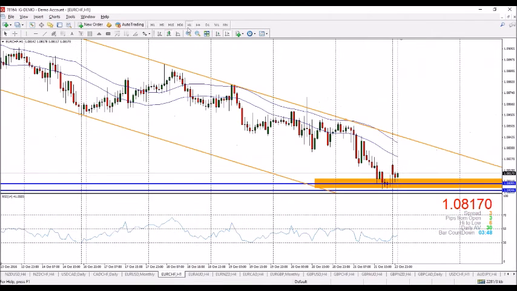If I look into H1, I'm still not seeing any sort of divergence, so we've got to be patient on this. It's been falling for 2 weeks. There's got to be a lot of stabilization here before the market really tells you that this is a turning point and it's going to move up.